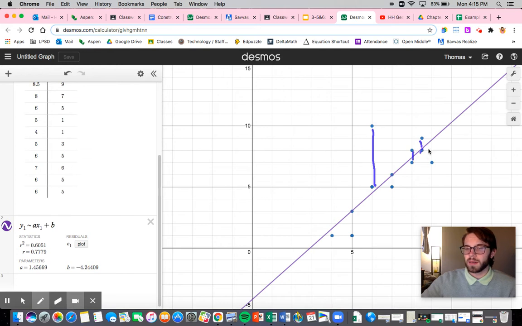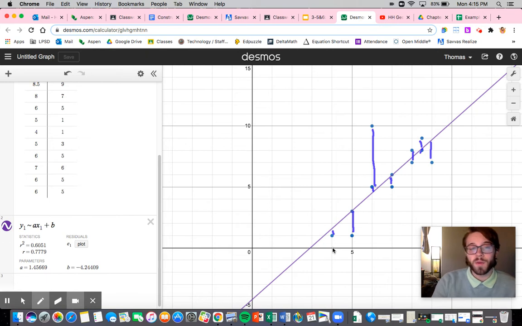But overall, that one's only a little off. That one's a bit off. That one's pretty close. That's very close. It's almost on it. A little off, a little off. And it's okay if they're a little off. That's what we're looking for. We're not looking for every single point to be exactly in a line. That's unrealistic.